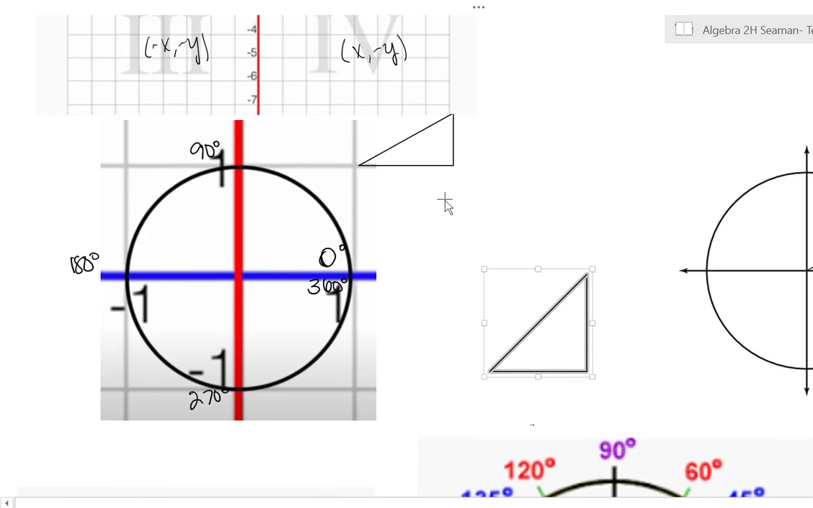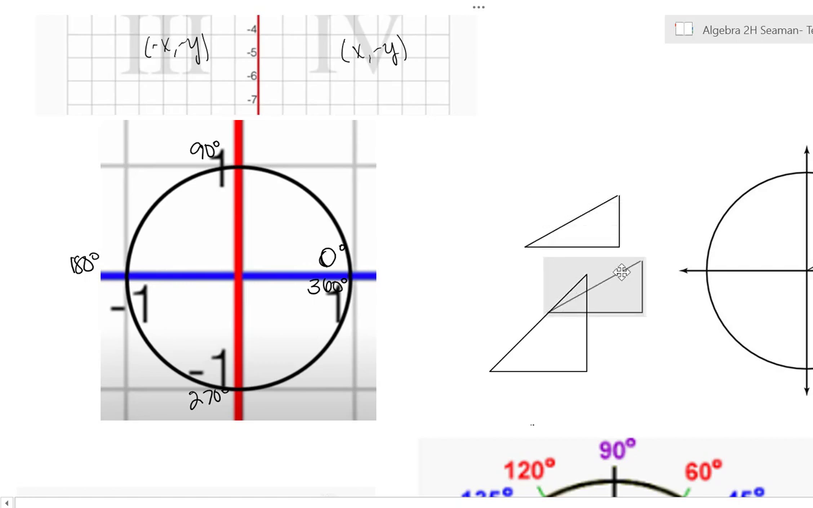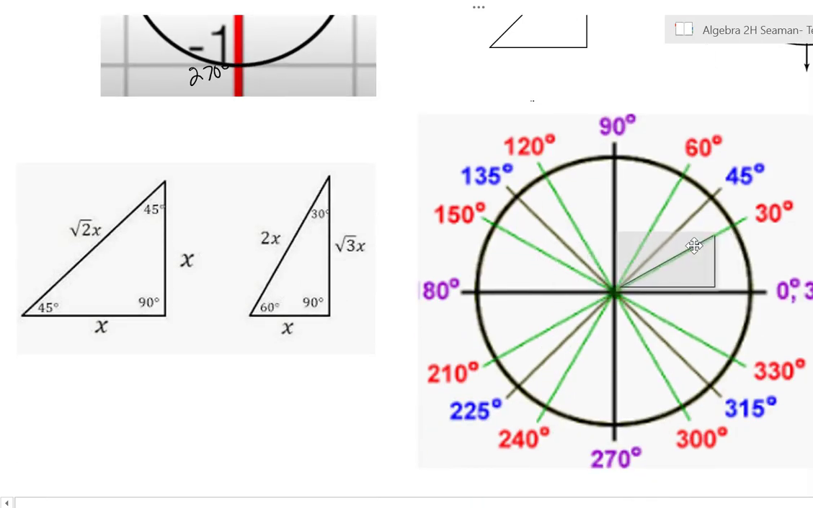When I look at my 30, 60, 90 triangle, I also see that it fits right here in my circle. And if I manipulate it, so if I flip it around, you should see that it also matches. So that 60-degree side, when I rotate this guy, should match that 60-degree angle.